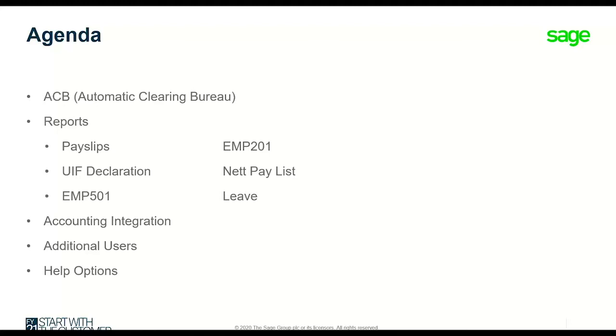ACP, that is automatic clearing period, is a mechanism to export your employees' net pay in a bank file format that you can then import into your business banking profile to release for payment on the date when the employees need to be paid.